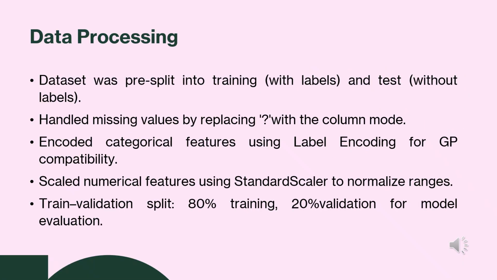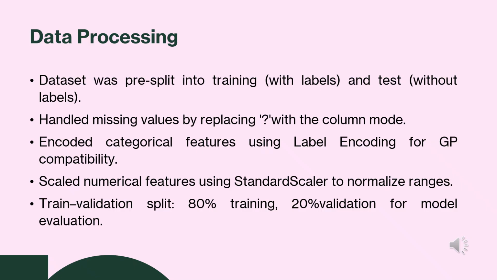So, moving on to data preprocessing. Before training the model, the dataset requires several preprocessing steps. First, the data came already split into a training set with labels and a test set without labels. We address missing values by replacing any question mark entries with the most frequent value in each column.